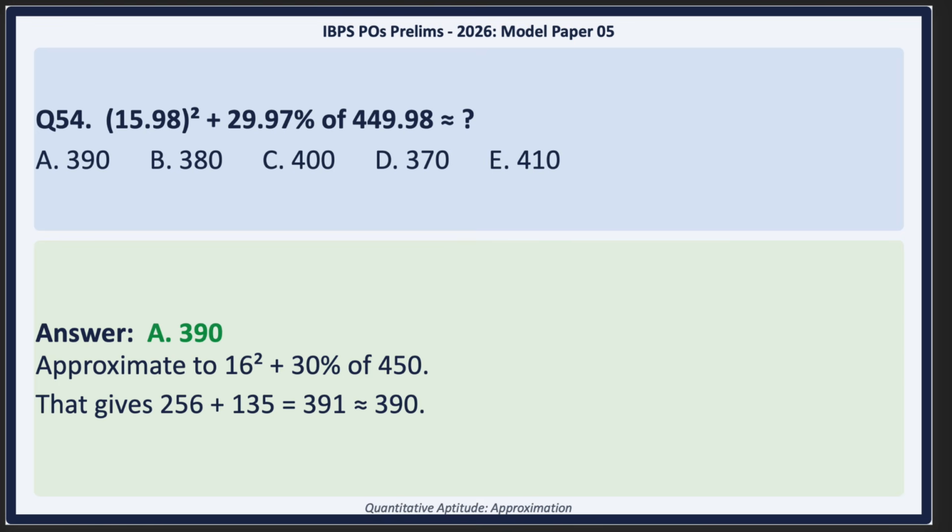It asks for 15.98 squared plus 29.97% of 449.98. Seeing those decimals just makes me want to reach for a calculator that I don't have. That's the trap. The test explicitly labels this as approximation. They want to see if you have the confidence to ignore the noise. Just round them. Exactly. 15.98 is just 16. 29.97% is 30%. 449.98 is 450. Oh, wow. So you treat it as 16 squared plus 30% of 450. 256 plus 135 equals 391. Yep. Which easily points you to the closest answer choice of 390. Confidence to ignore the noise.